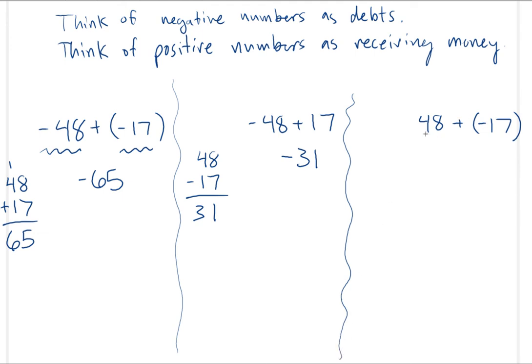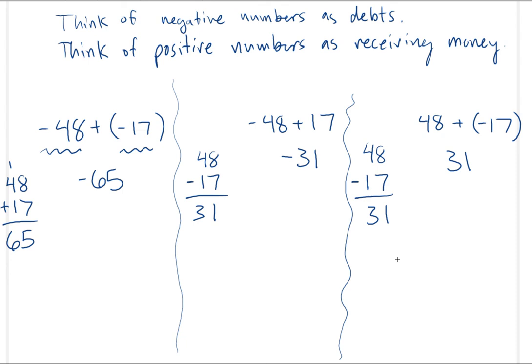And then here I have $48 and I just charge 17 on my credit card. So where do I stand? Well, I know that I've reduced what I have. So I'm doing the same subtraction I did where the signs were different, but I know that in the end, because I charged less on my credit card than I already had, I should be 31 to the good.